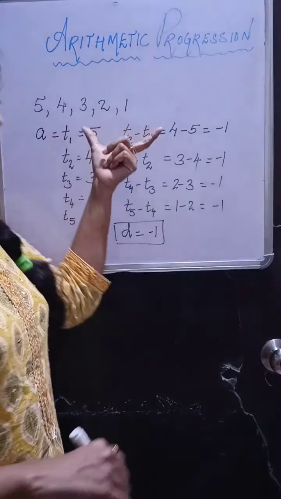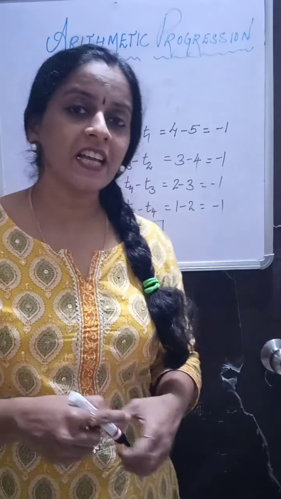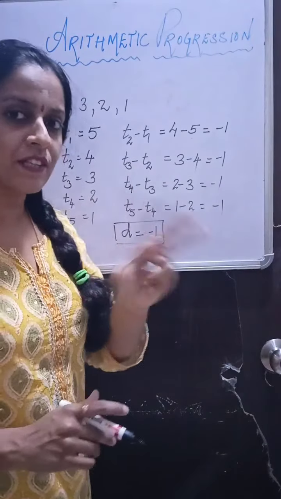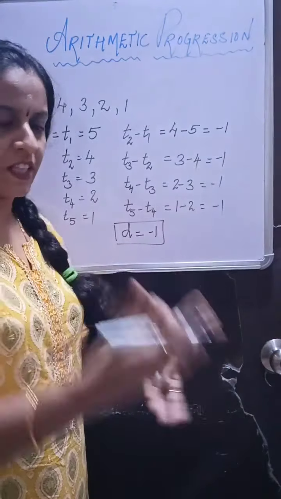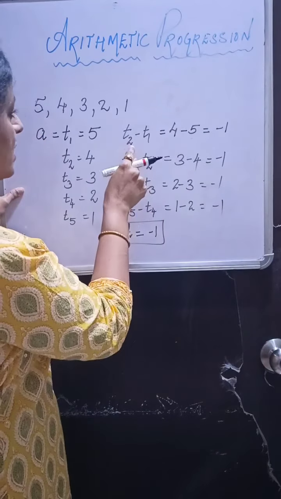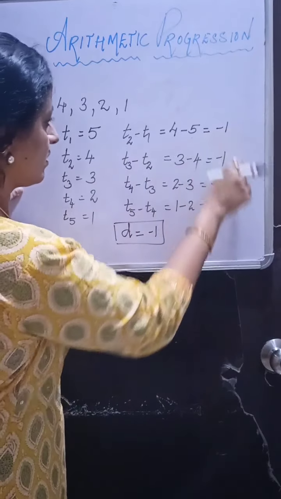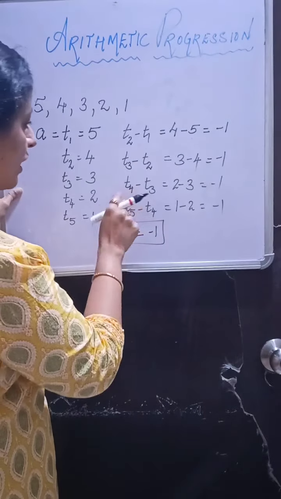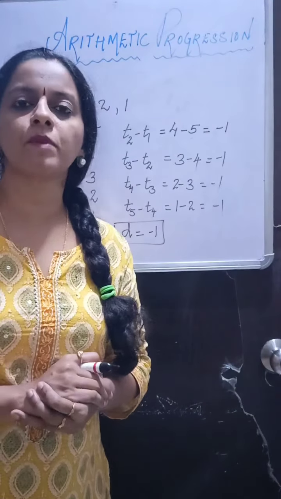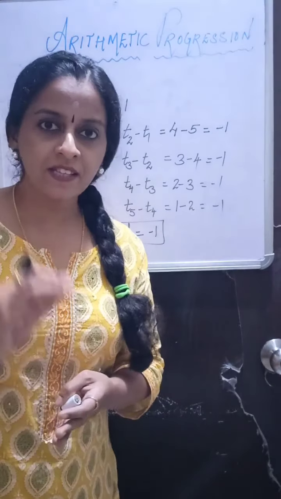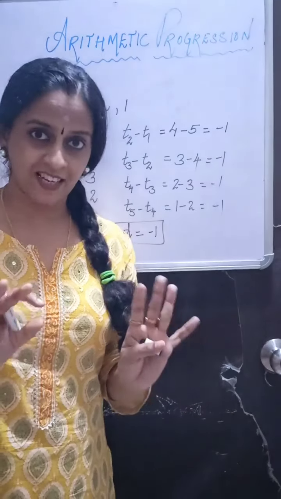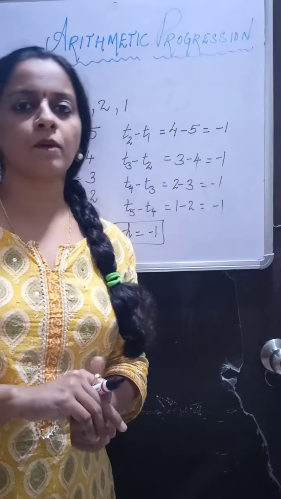What is an arithmetic progression? It is a sequence in which the difference between two consecutive numbers is the same. Consecutive means one after the other. That is, T2 minus T1, T3 minus T2, T4 minus T3 are the same. Write it and keep it. This is called an arithmetic progression.